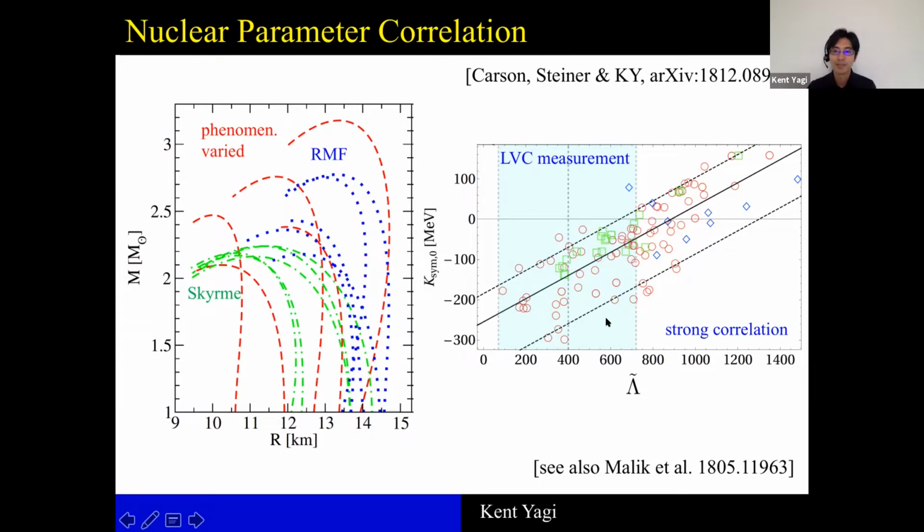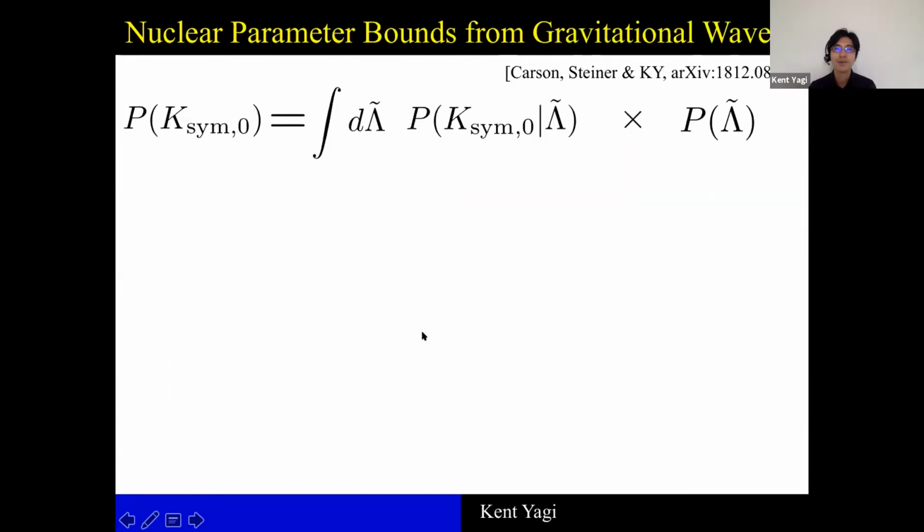So what we can do is use LIGO-Virgo's measurement on lambda tilde, apply that measurement to this correlation, and then infer the information about this curvature of symmetry energy K. To do so, we need to first prepare a conditional probability distribution on the K parameter for a given lambda tilde. We multiply this by LIGO-Virgo's measurement on lambda tilde. We integrate over lambda tilde to get the probability distribution on the K parameter that we want to measure.